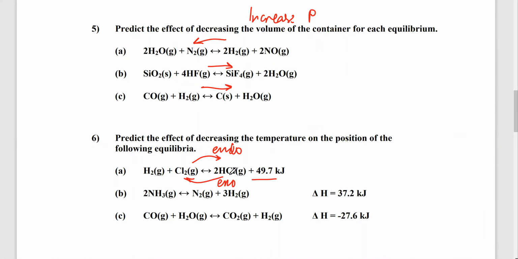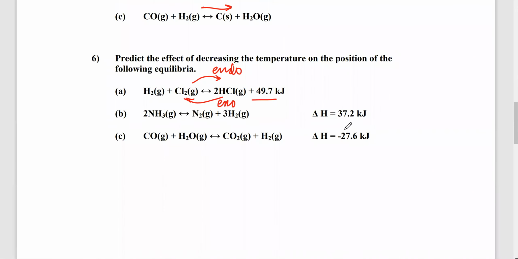So for that one, it's going to go to the left. What about this one? This one is also endothermic, I think. It's going to go to the left as well. And this one is going to go to the right, I think.